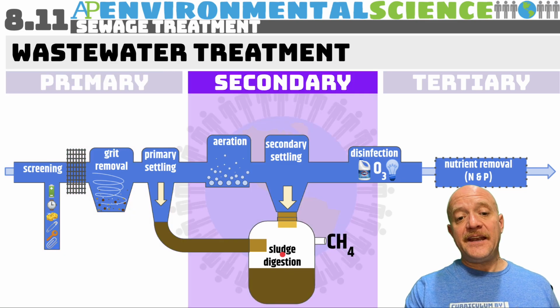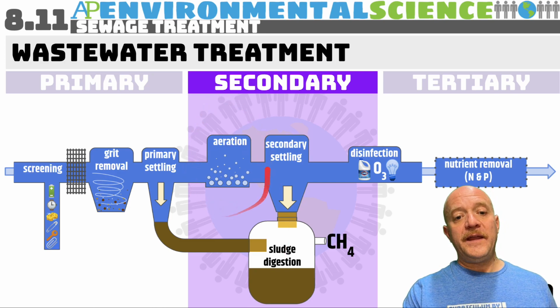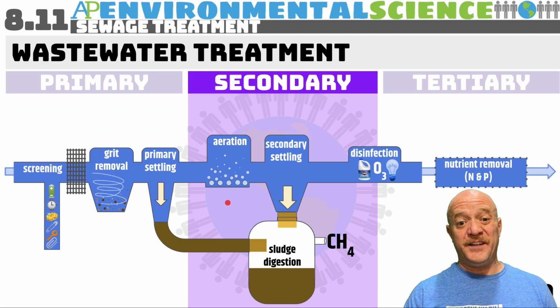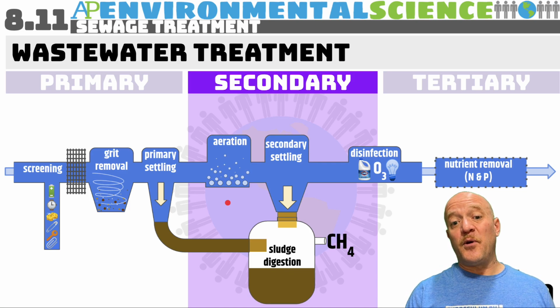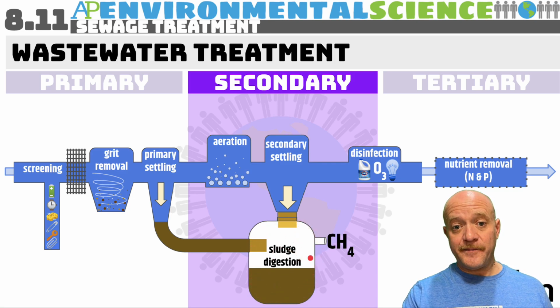When we are in the secondary phase, this is where we add aeration, or we add oxygen to the sample. So we have this raw sewage, and we are adding oxygen, which is increasing the biological activity to allow some of these items to be broken down. And this occurs in the secondary settling. And all of the solids that are collected are then transferred over to a sludge digestion tank.